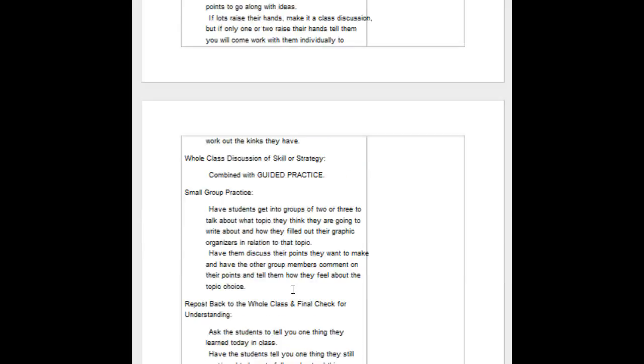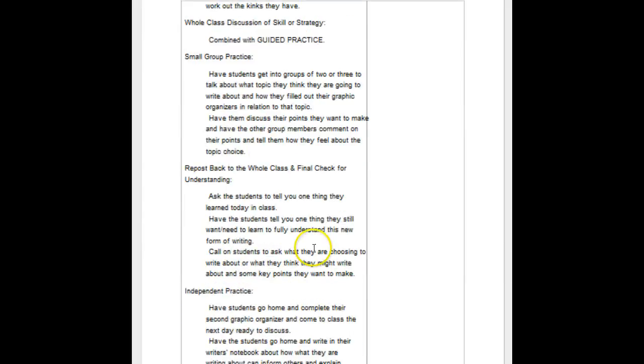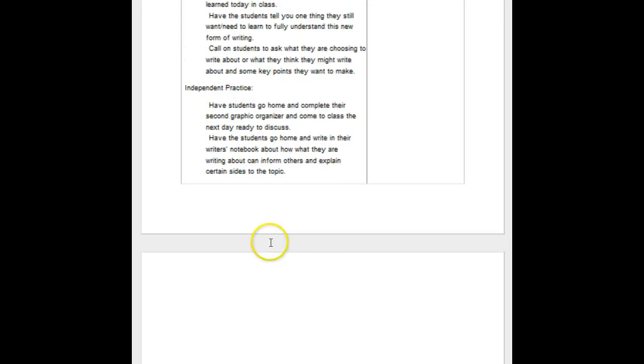Okay? So other than that, I love this whole thing, right? That you let them work in small groups, reporting back before you move them on to independent practice. Nicely done.